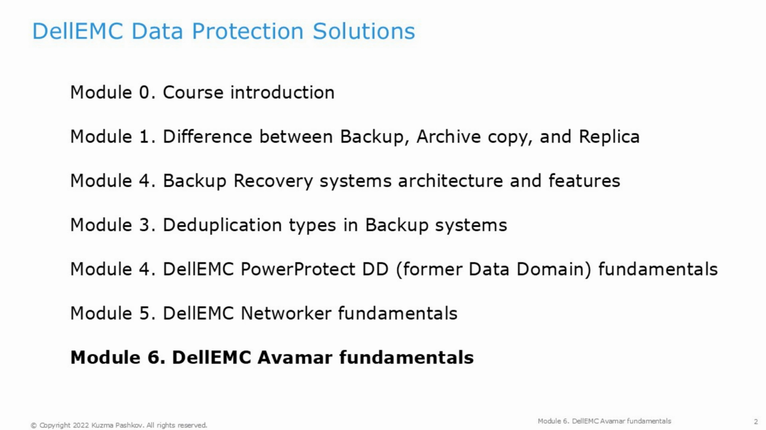So looking at this course, it's pretty clear this is a step-by-step kind of journey, starting with the essentials: backup and archive copies, then different kinds of deduplication. Then it dives into specific products like PowerProtect DD and Networker, and that ultimately leads us to Avamar. With Module 6, the aim really is to equip learners with a solid understanding of Avamar.